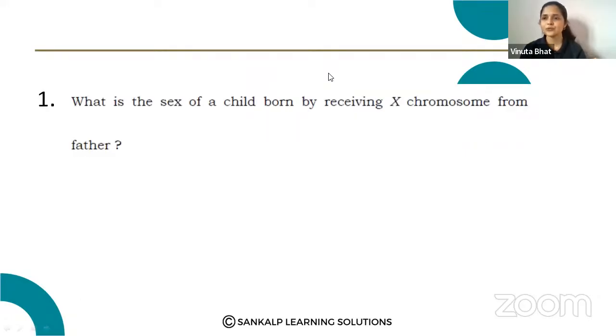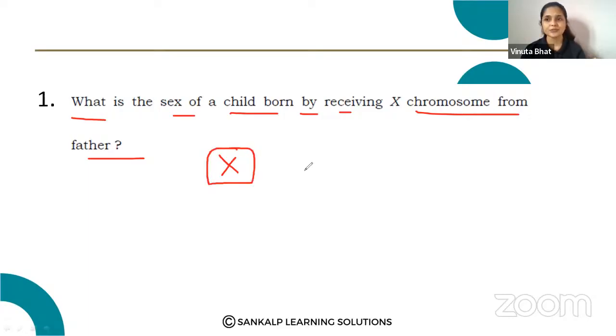So we have discussed a total of 10 multiple choice questions. Now we are discussing one more question related to this chapter. What is the sex of a child born by receiving an X chromosome from the father? The same question we have already discussed. Mother always carries the X chromosome in the egg. The egg produced by the mother always carries an X chromosome.